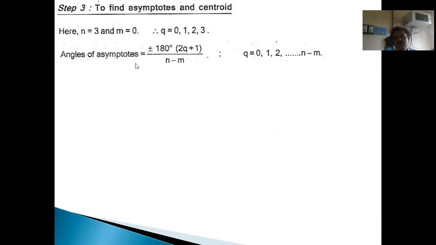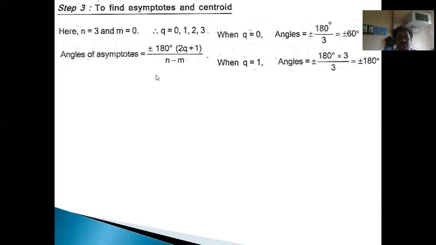Here, the angle of asymptotes can be identified using this formula, that is 180 times (2q + 1) divided by (N - M). So N minus M is 3. If we calculate that, at q = 0 you will get 60 degrees. At q = 1, you will get one more, 180. So no need to calculate the other two. So simply plus or minus 60 degrees.